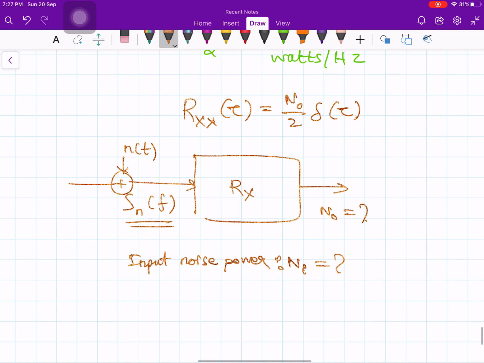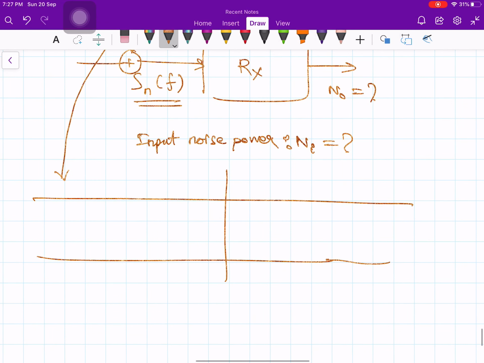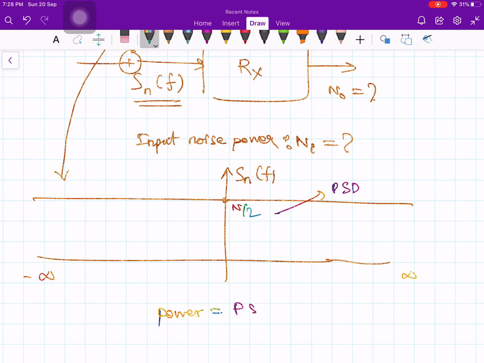Now let us calculate one by one. The area under the spectral density is the total noise power. Now the input noise power exists from minus infinity to plus infinity, right? This is my power spectral density function with value of N by 2. It starts from minus infinity hertz and goes all the way up to plus infinity hertz. What is my power? Power is equal to power spectral density times its length. What is its length? 2 times infinity, total area.